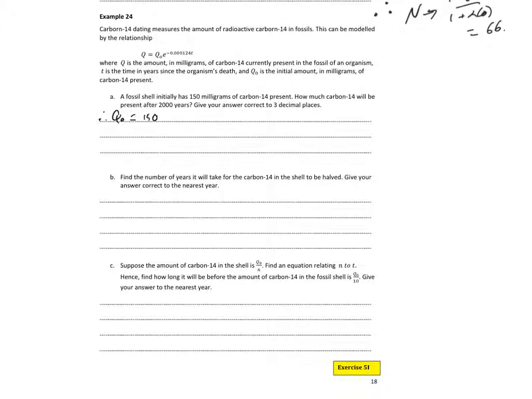Okay, so after 2,000 years, so at t equal to 2,000, I'll have Q equal to 150 times e to the negative 0.000124 times 2,000, and we'll go straight to our CAS, and therefore Q is equal to 192.219. I'll show you the CAS printouts when I get to the end of the problem.